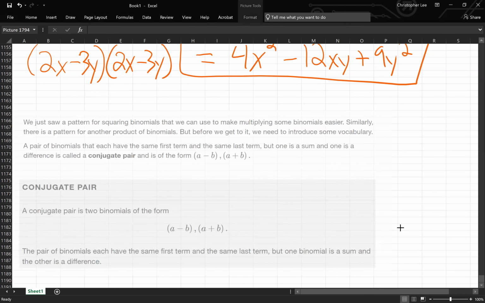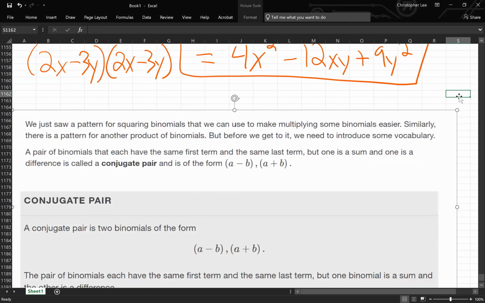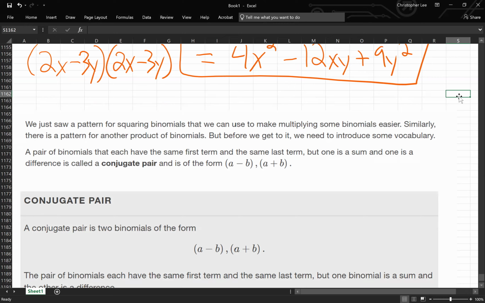So we just saw a pattern for squaring binomials that we can use to make multiplying some binomials easier. Similarly, there's a pattern for another product of binomials, but before we get to it, we need to introduce some vocabulary. A pair of binomials that each have the same first term and the same last term, but one is a sum and one is a difference, is called a conjugate pair, right? Conjugate pair. And it is of the form a minus b and a plus b.